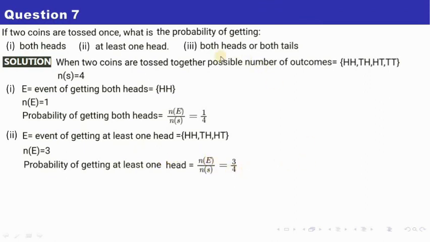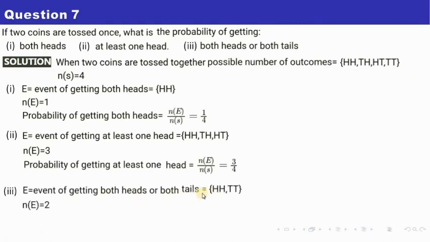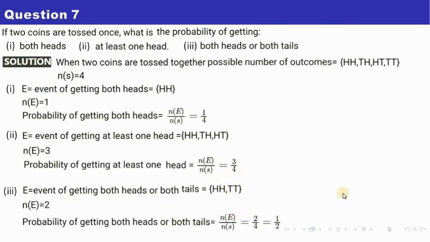Okay, so let us see the last case, that is both heads or both tails. So simple, the number of possible outcomes will be how much? 2, right? Either HH or TT. So my probability will be n(E) by n(S), which is 2 by 4, that is 1 by 2.